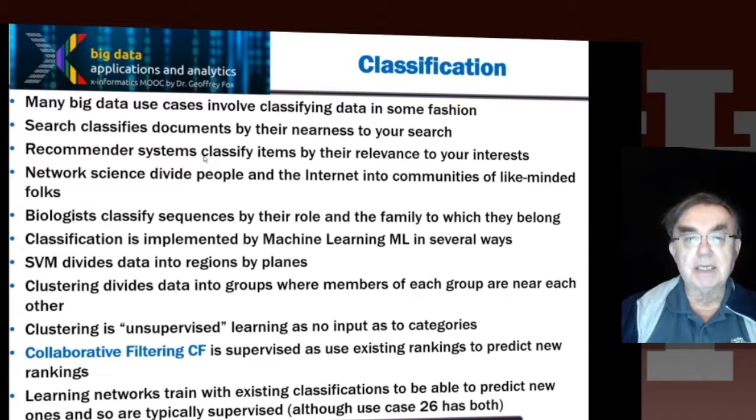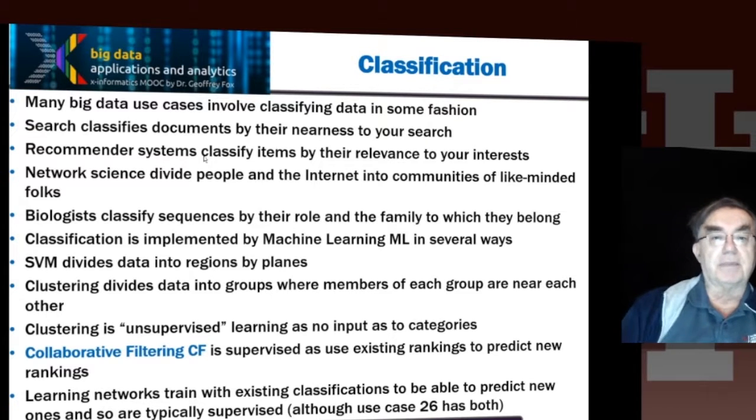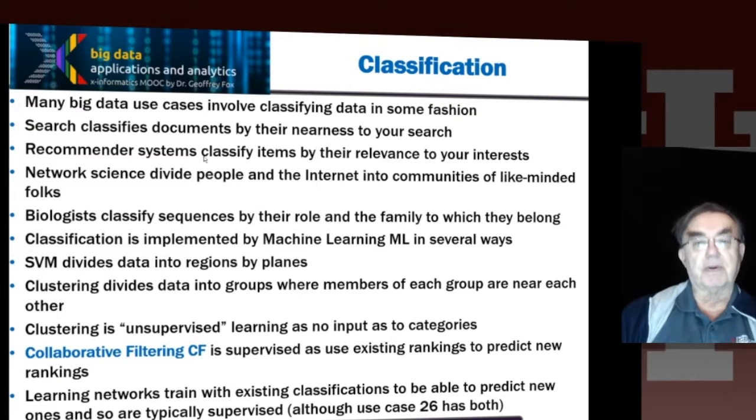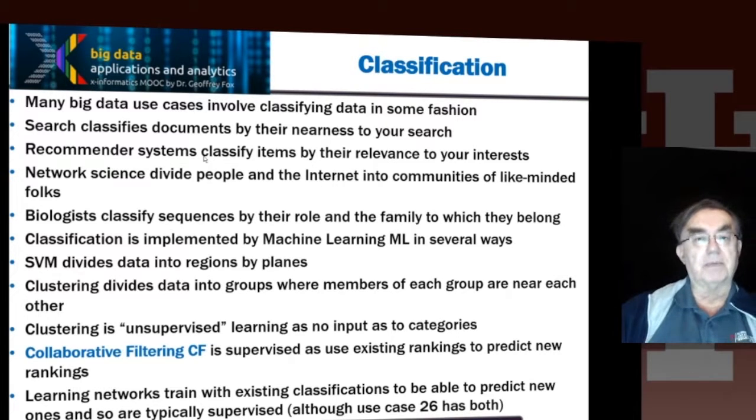Okay. Here we have classification, which, as I pointed out, many of the use cases, I think it was around 20, involves classification of some sort. And here I'm using it in the very broadest terms. Search classifies documents by the nearness to your query. Recommender systems classify items by the relevance to your interests. So I'm using the word classify in the English sense, possibly not in terms of a computer science sense.